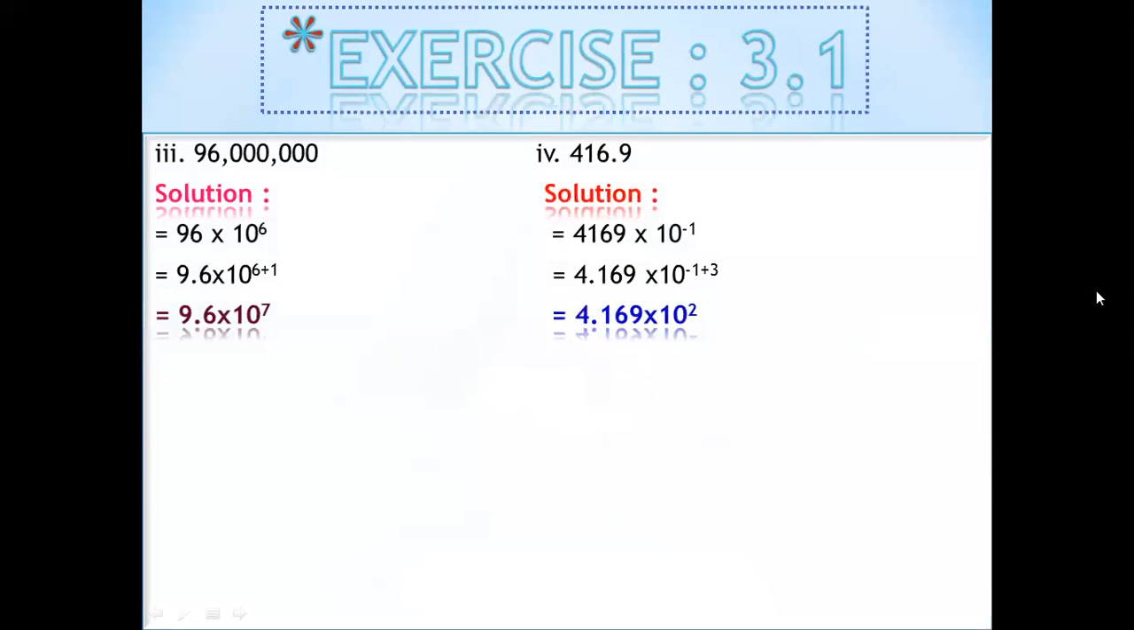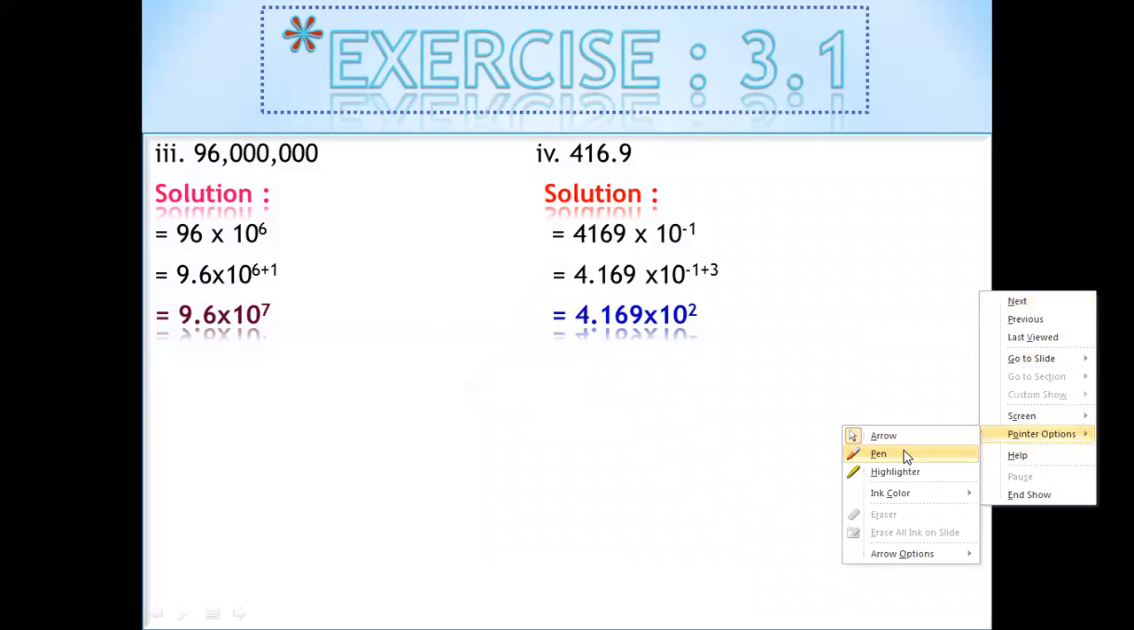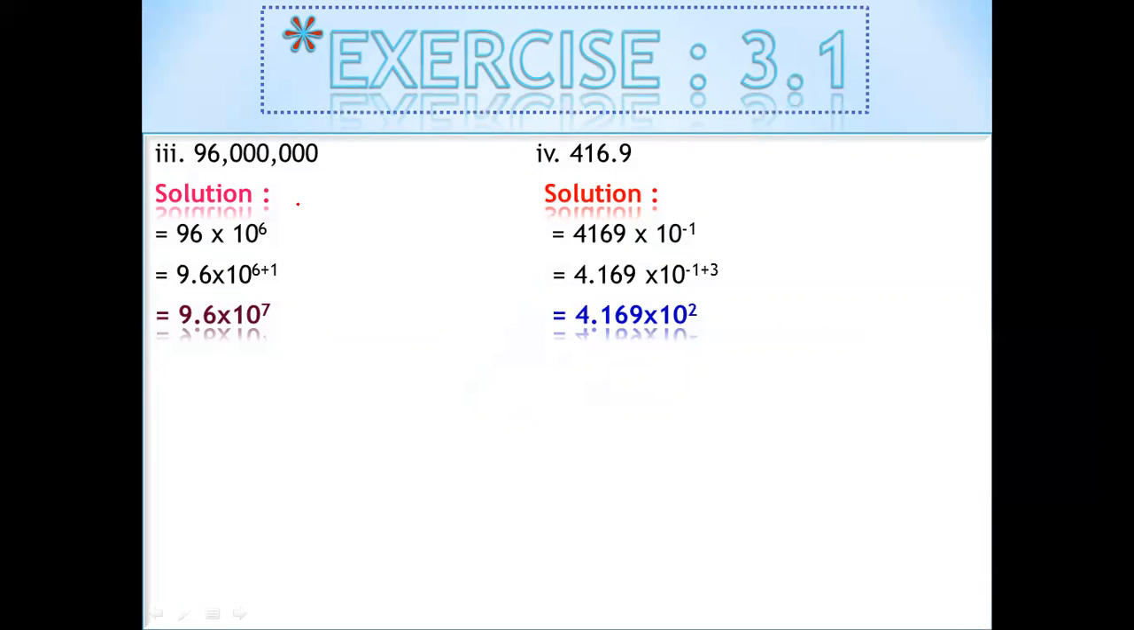Come to part 3. There are 6 zeros, 96 and 6 zeros. We write 96 multiply 10 raised to the power 6. And when we put the decimal here, the power of 10 increased by 1. 9.6 multiply 10 raised to the power 7.